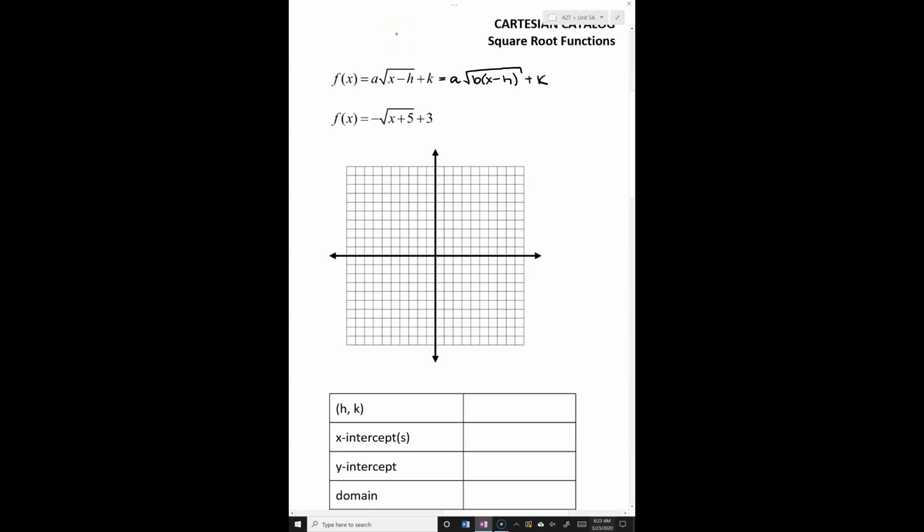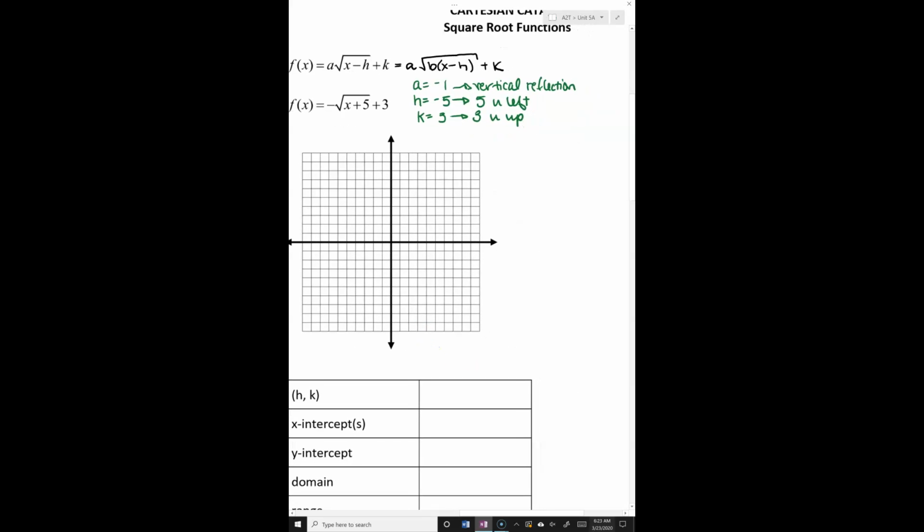All right, so for this one, our A is -1, which means we're going to see a vertical reflection right away. And then we don't have a B other than 1. H is -5, which means we go 5 units left. And then K is a +3, which means we go 3 units up. Sweet. All right, so for our A, B, H, and K, B affects the x, but that is 1, minus 5, because that's our value.